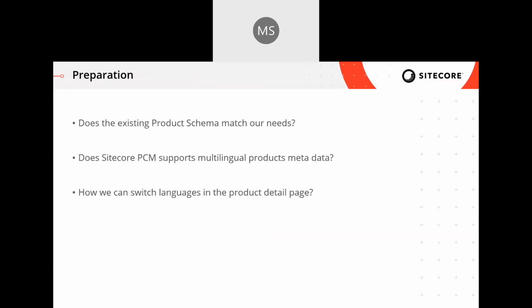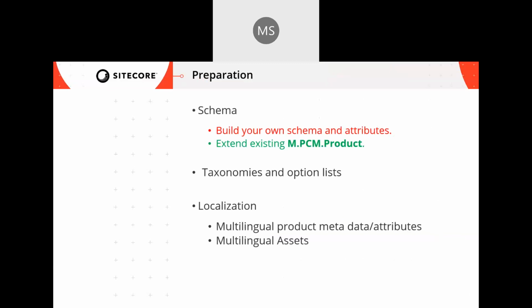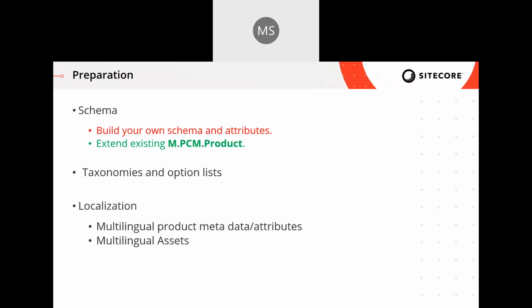You would also need to think about whether the PCM supports switching between languages, creating different languages for a product, creating different languages for an asset, and so on. So this is basically the main thing you should think about when you work with a migration to the PCM.